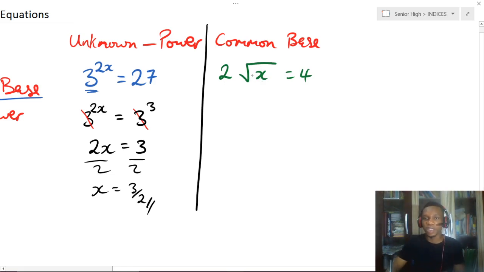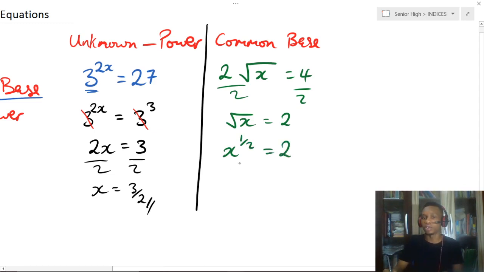Now notice something. I can write this square root in the index form. Is that not so? Yes. But before I do that, let me divide through by what? 2. I can divide through by 2, and I have the square root of x is equal to 2, right? 4 divided by 2 is 2. Now I can write this square root of x in the index form. Square root in index form is like saying x raised to power 1 over 2. Is that not so? Everything is equal to 2.